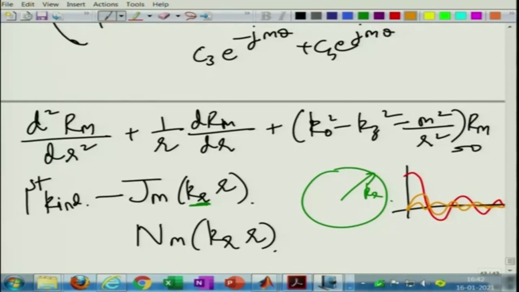Now, what about the N thing? This is called the Neumann function, or the Bessel function of the second kind, named after Neumann who first proposed the series solution for this. So, this is also called the ordinary Bessel function of the second kind. And what is the peculiarity or special feature of this? This is not finite at the origin, it is infinite at the origin.